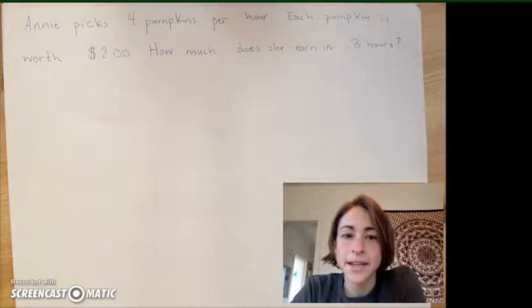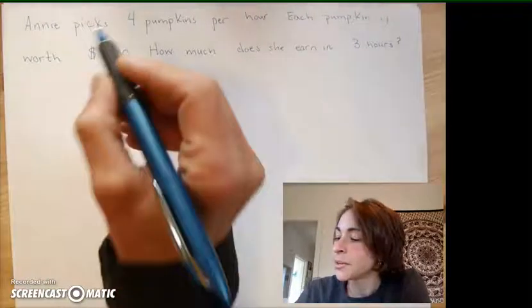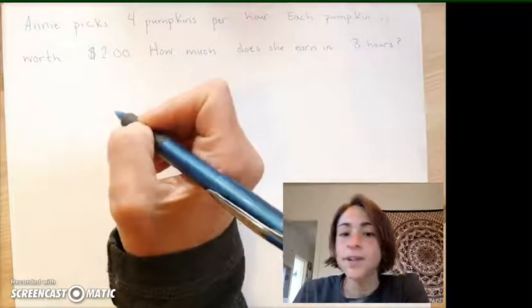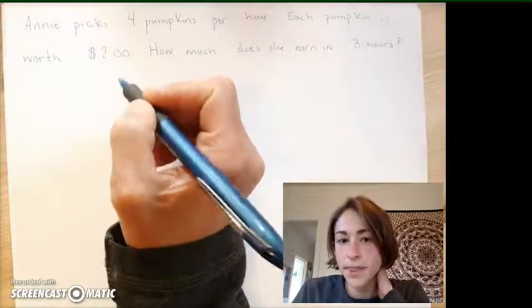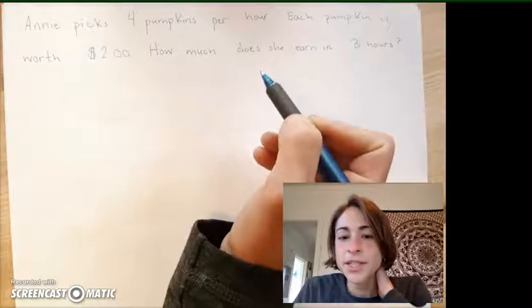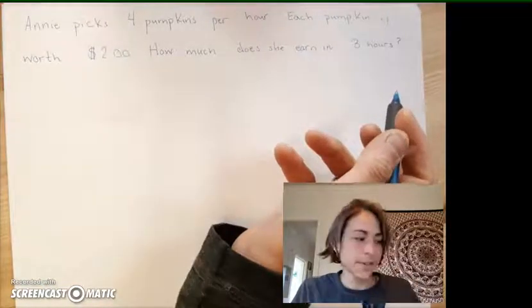Hi everyone! In the last two videos we talked about adding functions and subtracting functions, multiplying functions and dividing functions. In this video we're going to talk about another operation called composition of functions. So let's return to Annie and her pumpkins. Remember that Annie can pick 4 pumpkins per hour. Now let's add another element to the equation where we say that each pumpkin is worth $2. So the question is, how much does she earn in 3 hours?